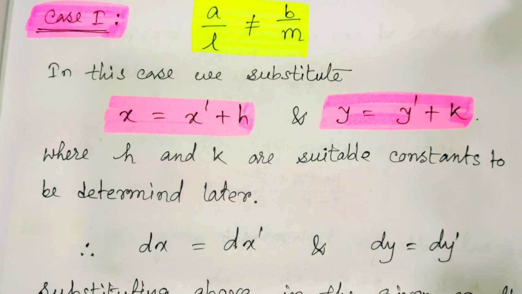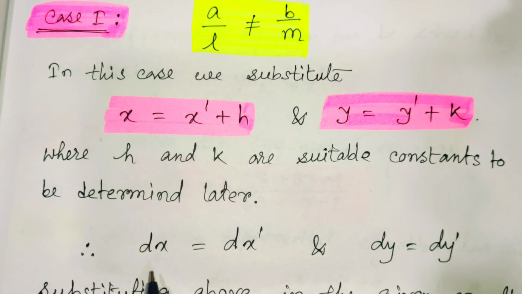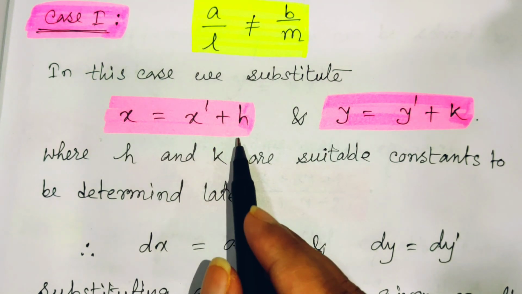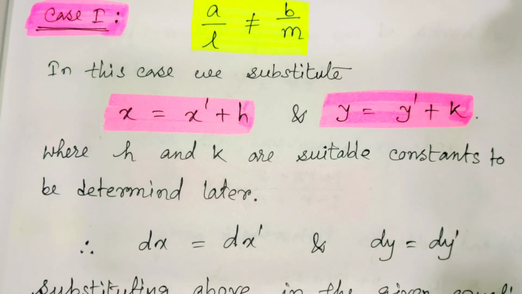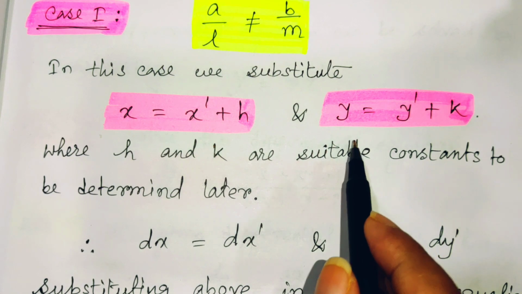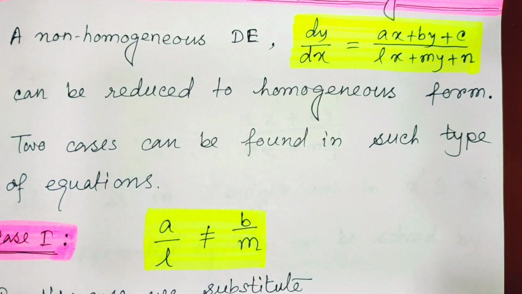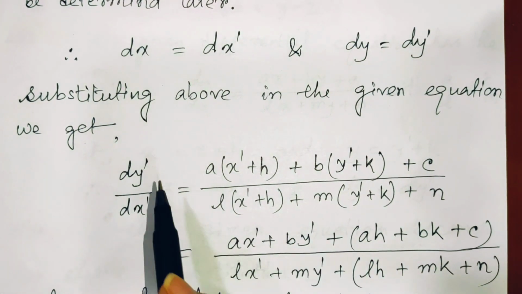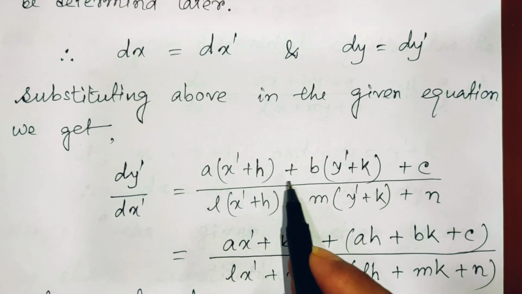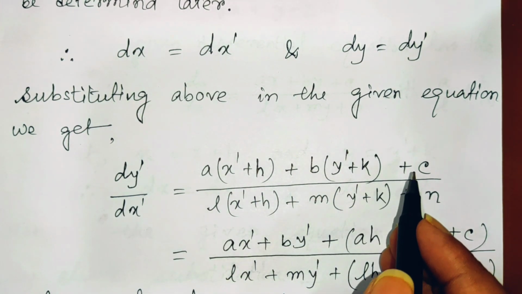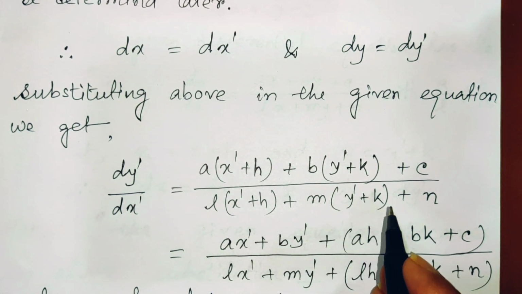Now what to do with this substitution? At first we take the derivative of both, so that we find dx equals dx dashed because h is a constant, and dy equals dy dashed because k is a constant. Now substituting the x value, y value, dx and dy in the given equation, we shall find dy dashed by dx dashed equals (a(x dashed plus h) plus b(y dashed plus k) plus c) divided by (l(x dashed plus h) plus m(y dashed plus k) plus n).